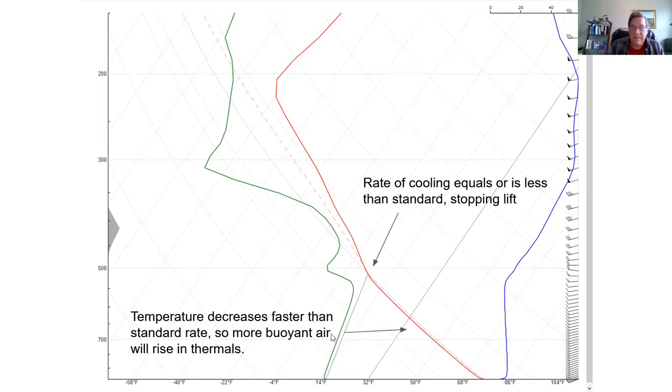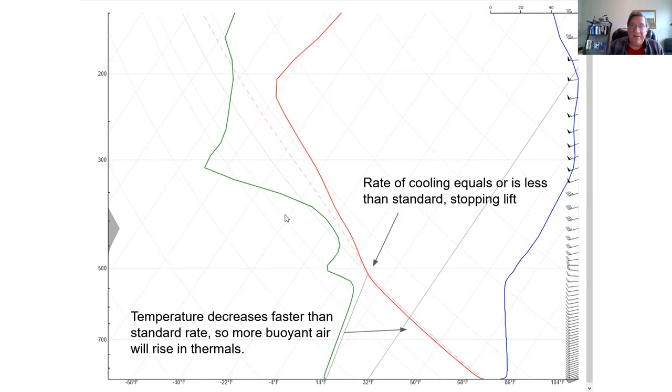So this temperature that's decreasing, and maybe you can see a little bit of this dotted line that SkySight tends to put in, and you can see the difference between that dotted line and that red line is where there'll be buoyancy, where there'll be lift.